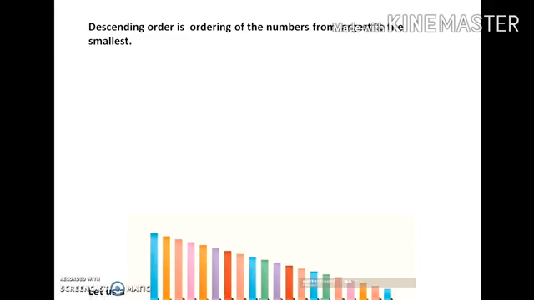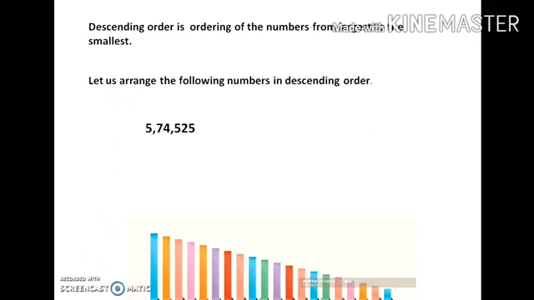Now let us arrange the numbers in descending order. What is descending order? Descending order is the ordering of the numbers from the largest to the smallest. Now let us arrange the following numbers in descending order. 5,74,525, 21,345, 3,62,416 and 8,95,472. Similarly, let us first count the number of digits.